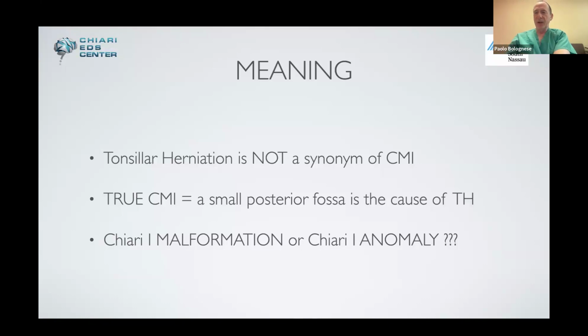The concept of Chiari malformation versus anomaly was introduced relatively recently and expresses the fact that if something often is asymptomatic or becomes asymptomatic later in life, and not 100% of the time, maybe it's an anomaly more than a malformation.